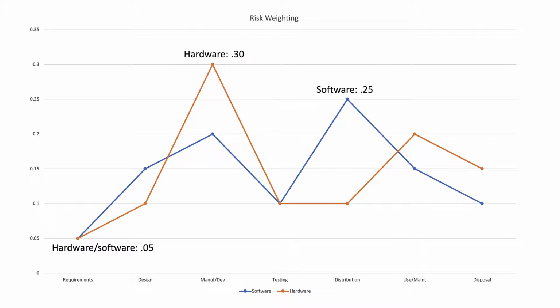And this is what you're seeing here in this graphic. For hardware and software, the lowest risk is at the requirements phase. For hardware, the highest risk is 0.3 at the manufacturing and development phase, and for software it is 0.25 at the distribution phase. The reason they use these numbers is that if you add across all the different phases for hardware, it adds to 1, and the same for software. They both add to 1. But this allows us to look at the various risks between the phases within hardware and within software, but also to compare across hardware and software.